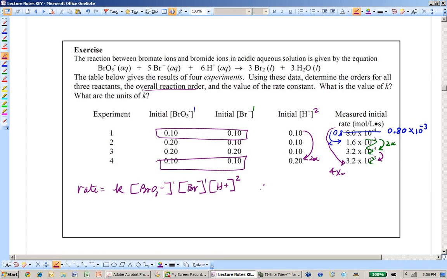What is the overall reaction order? Not a trick question. Go ahead. 2 plus 1 plus 1. 4.